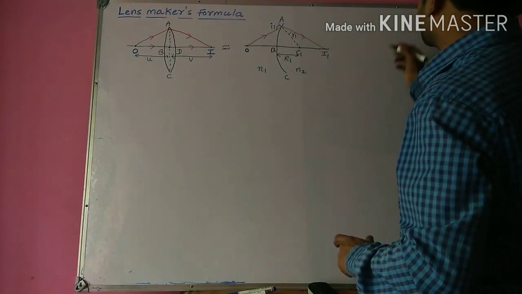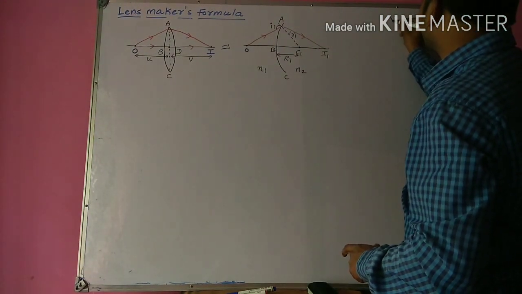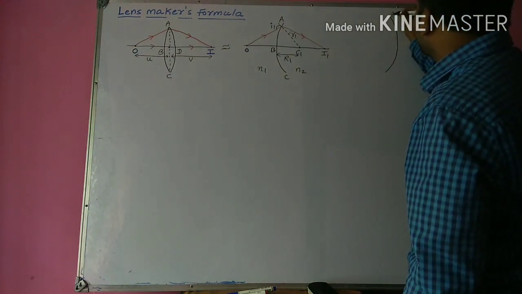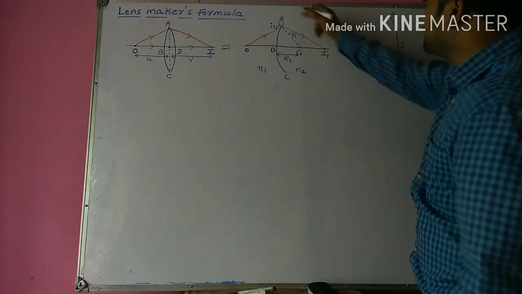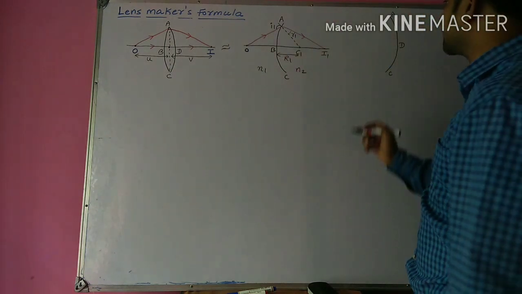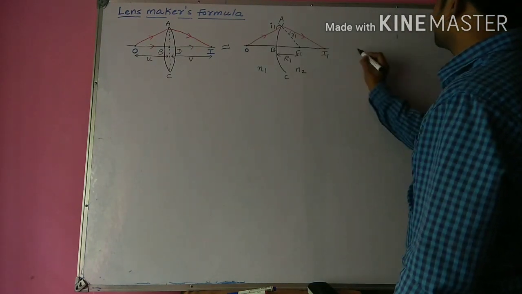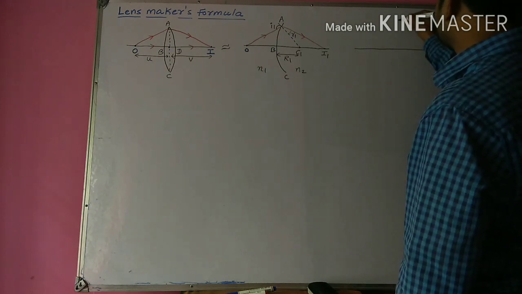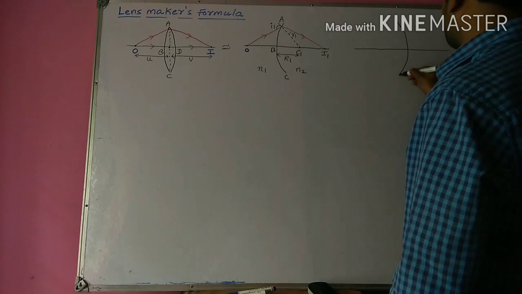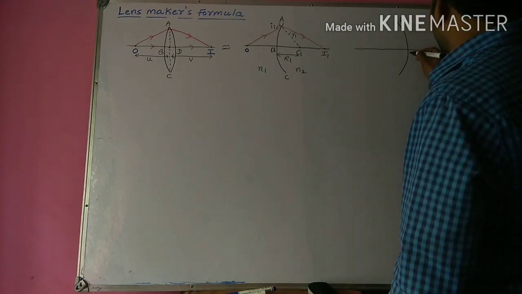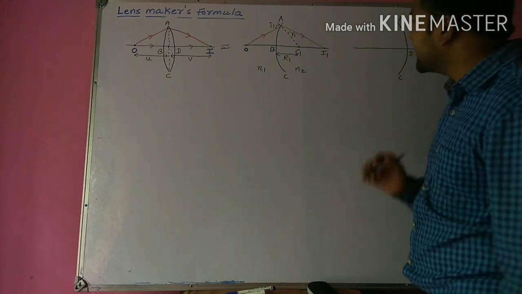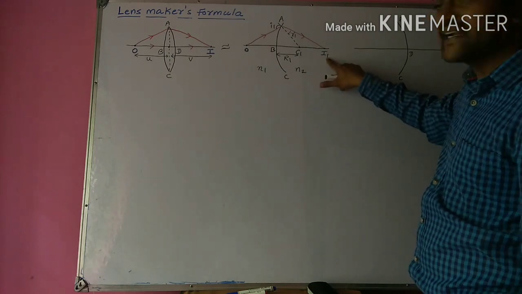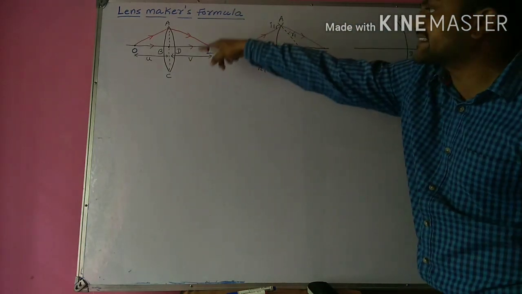Now let us consider the ADC surface also. Here this is the ADC surface. The ABC surface is the first surface and the ADC surface is the second surface. Let us draw the principal axis. Now I am drawing the principal axis, and this is the ADC surface. Whatever image is formed by the ABC surface, that is I1, acts as the object for this second surface.